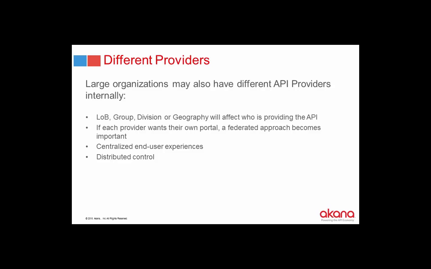You're also going to have different providers. So when you are looking at APIs at these different lines of business or at these different layers, different groups or divisions or geographical regions are going to be providing different APIs. And if each one of these API providers needs their own infrastructure or wants their own portal, then you're going to need to figure out how to connect those different portals together and centralize that user experience.